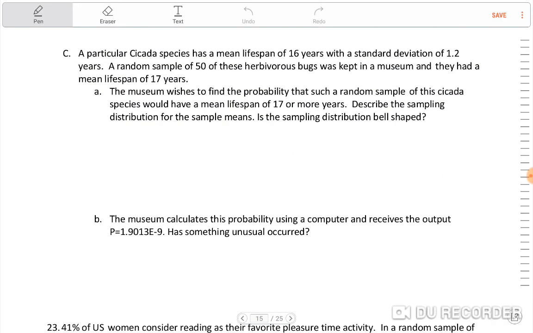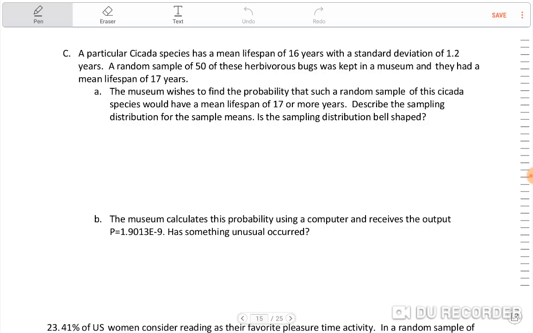So in letter C, a particular cicada species has a mean lifespan of 16 years with a standard deviation of 1.2 years. A random sample of 50 of these herbivorous bugs was kept in a museum, and they had a mean lifespan of 17 years. The museum wishes to find the probability that such a random sample of this cicada species would have a mean lifespan of 17 or more years. Describe the sampling distribution for the sample means. Is the sampling distribution bell-shaped? Okay.